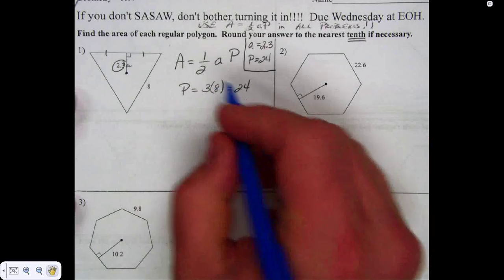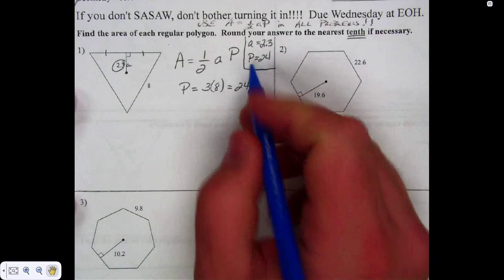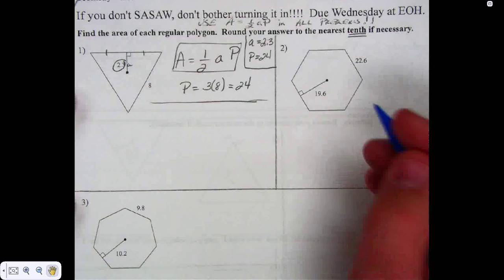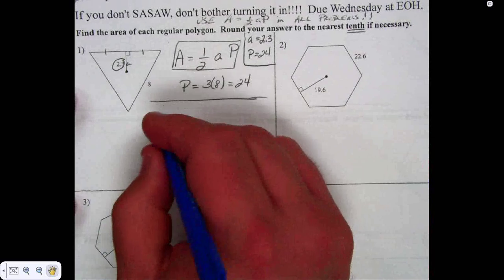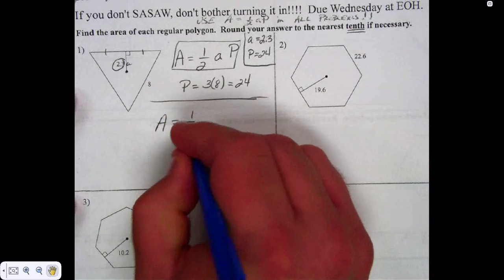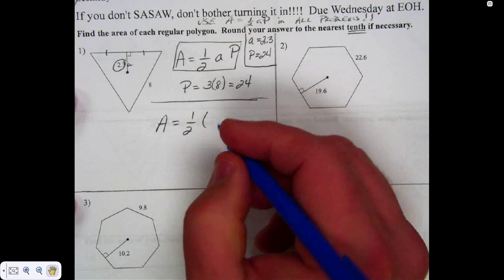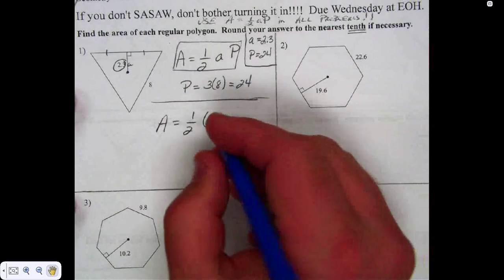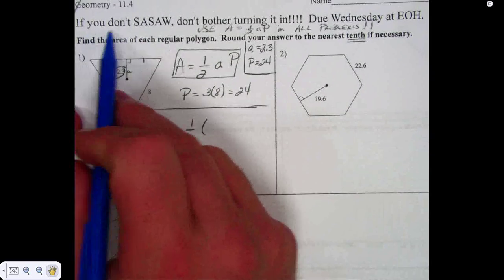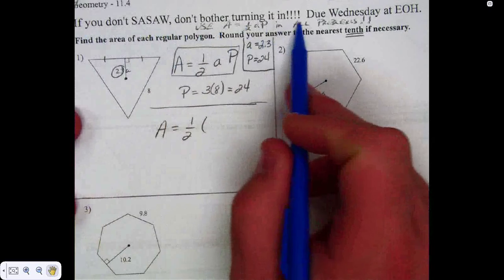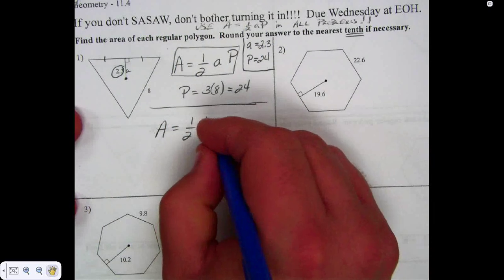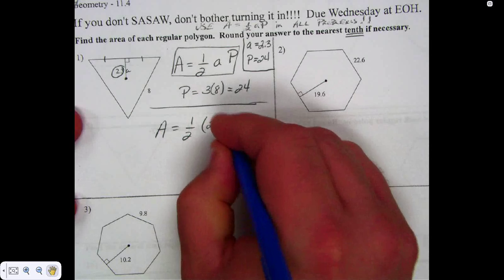Now, once you have found A and you found P, every time, you don't have to write the formula every time, I just have it up there, but I want to see you put it into the formula just like I'm doing. Everything except for this right here, you need to do exactly like this on your sheet of paper. And if you don't show all steps and work, don't bother turning it in. Can I be any more clear? Probably not.